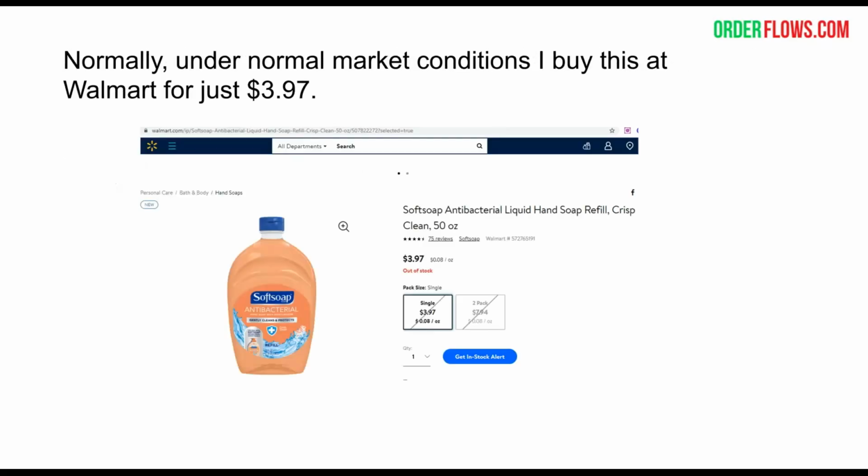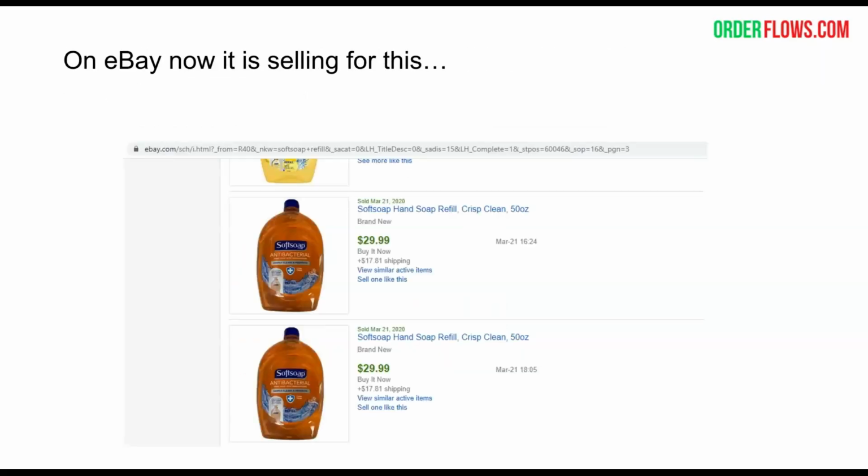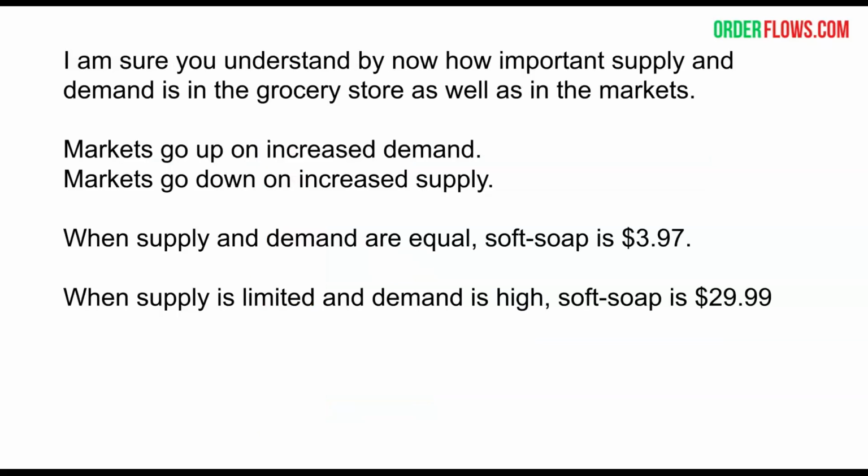Now, another good example, right? I have 3 kids. I buy a lot of anti-bac soft soap, okay? Normally I could go to Walmart and buy it for $3.97 for a 50-ounce container, right? And I usually keep 3 or 4 in the house because I'll buy it when there's a coupon in the paper for $1 off. But now you can't even buy it at Walmart. You go to eBay, it's $30, right? So it's supply and demand. Now personally, I think these people that are price gouging should be getting a knock on the door from the authorities. But that's a perfect example of supply and demand, right?